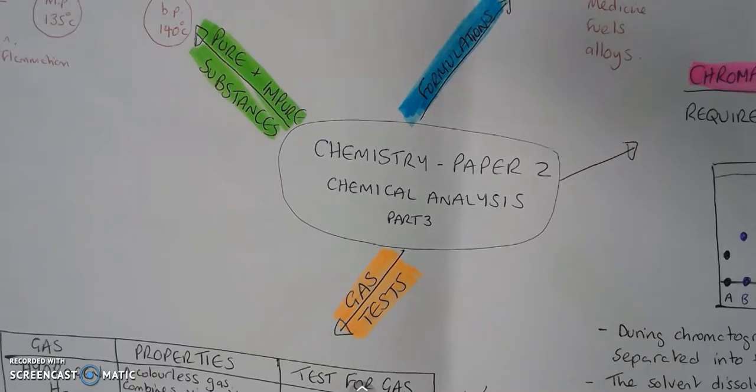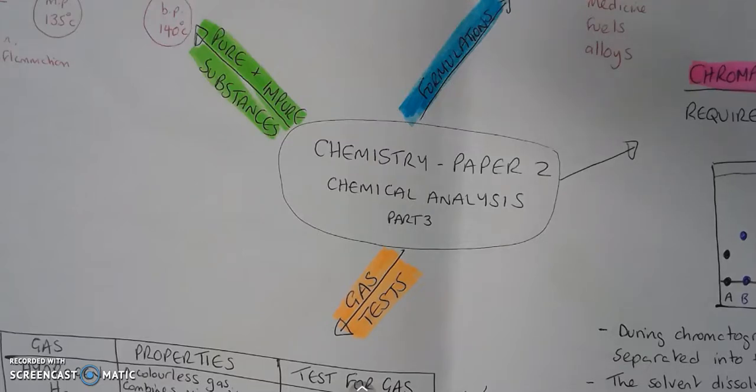Hello, this is part 3 of 4 videos for Chemistry Paper 2. This video is looking at something called chemical analysis, and there's not very many things on this video to learn, but they are all really important.